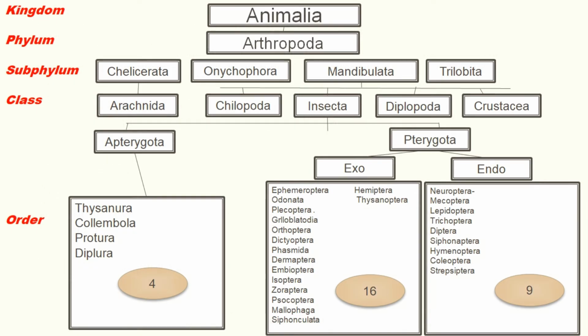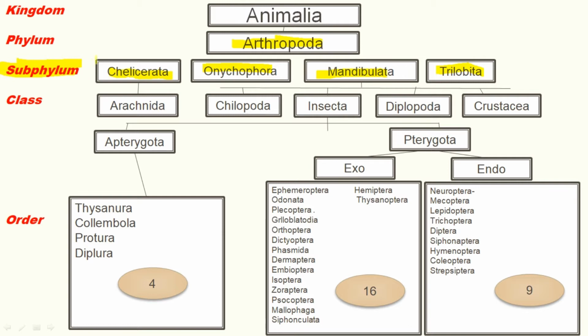Okay, so basically this phylum Arthropoda is again divided into what? Subphylum. On average, 4 important subphylum are there. What are the subphylum? Subphylum Chelicerata, second Onychophora, third Mandibulata, and fourth one is the Trilobita.